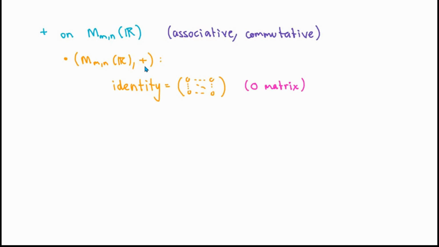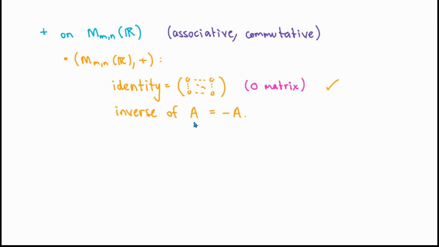Well, since the binary operation here is addition of matrices, for the identity element we can take the zero matrix, which is the matrix of all zeros. It's clear that if we add this to any other m by n matrix with real coefficients, either from the left or from the right, we're not going to change the other matrix. So this is an identity element.